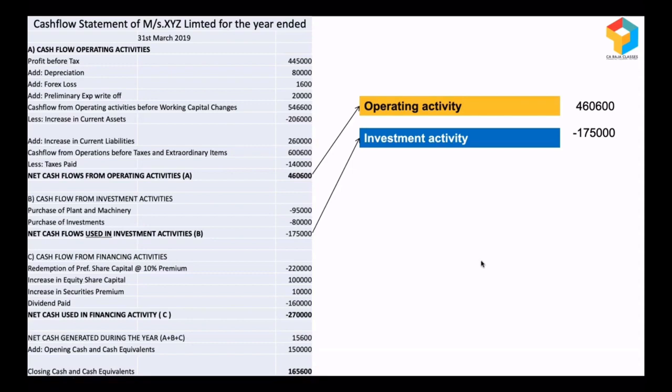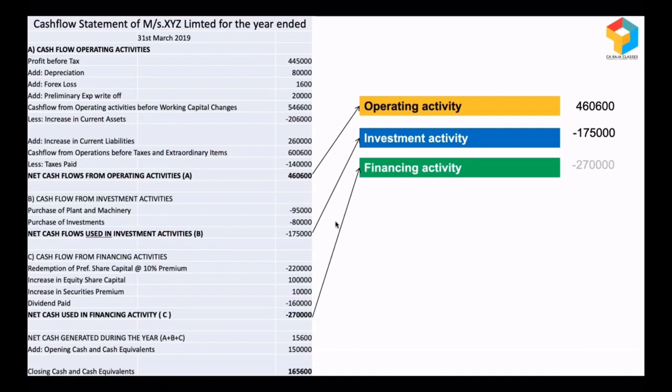So some other assets have come in. If you want to know what those assets are, you have to go back to the statement. Look, they have purchased plant and machinery. They have purchased some investments. Then look at the next key item, that is financing activity, and it is a negative cash of 2,70,000. It means to that extent cash had gone out. If you want to know what those components are, you can go to the cash flow statement and see. Now if you add all the three, you get the cash generated during the year, and it's 15,600.